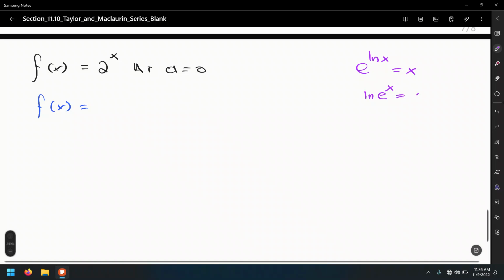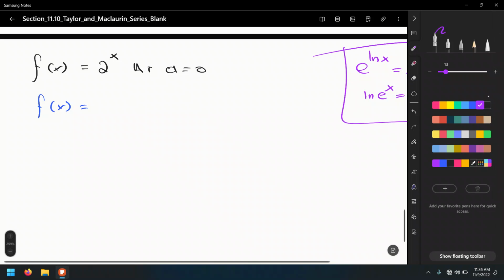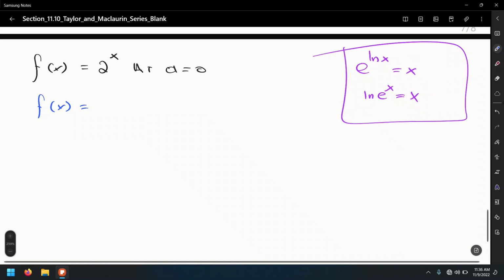Like whenever we have e to the ln of x, both cancel to give the x, or ln of e to the x, they cancel to give the x. However, we are going to use these properties backwards to turn that 2 to the x into an exponential function base e. Let me just box this. In this case, I'm going to use the first property, because e to the ln of 2 to the x, you know, cancel e to the ln to get back to the 2 to the x. Alright?